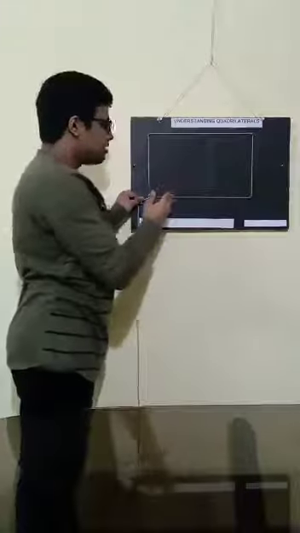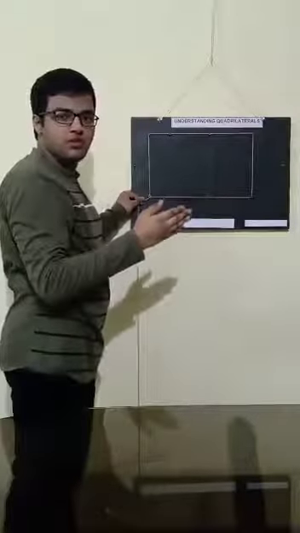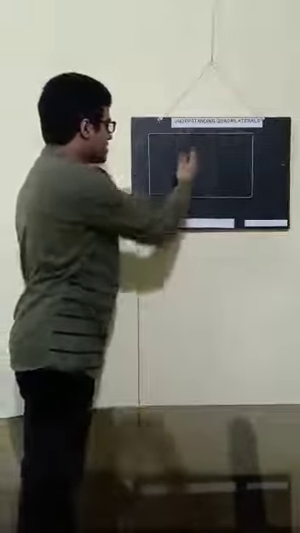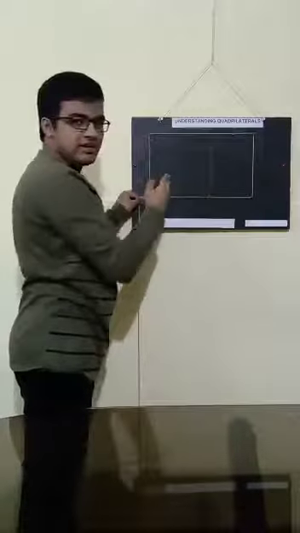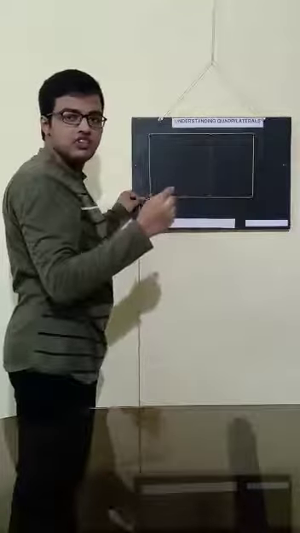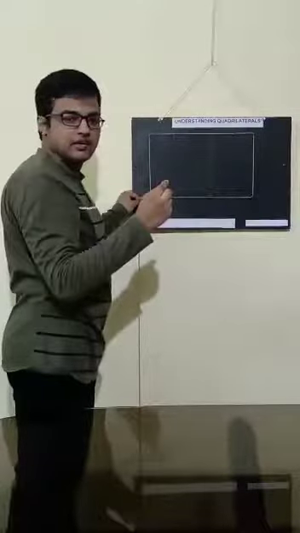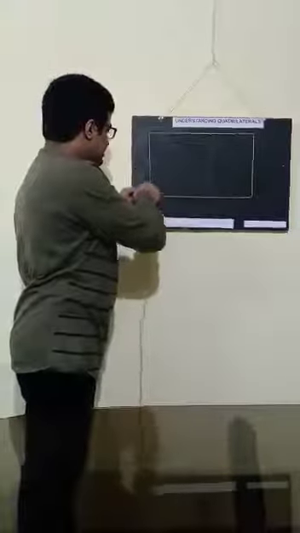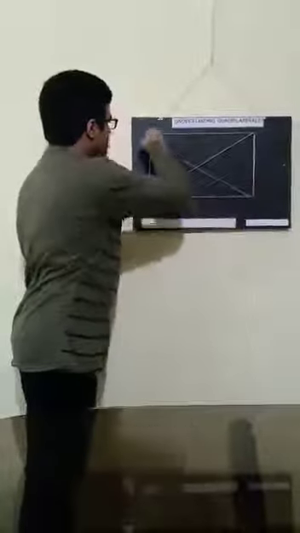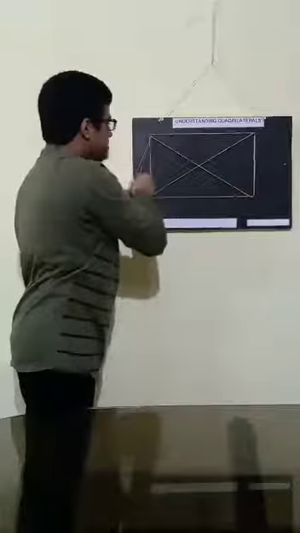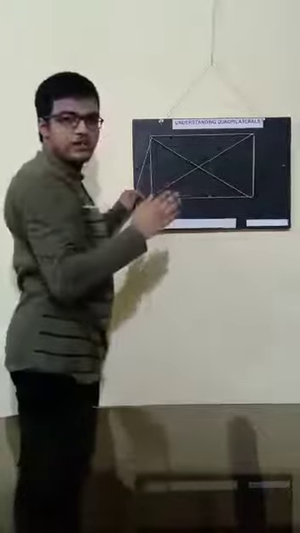In a rectangle, it has all the properties of a parallelogram, such as the opposite sides are equal and parallel to one another. The opposite angles are equal to one another. In fact, each angle is equal to 90 degrees. And the diagonals of a rectangle exhibit an interesting property. The diagonals of a rectangle are equal in length.